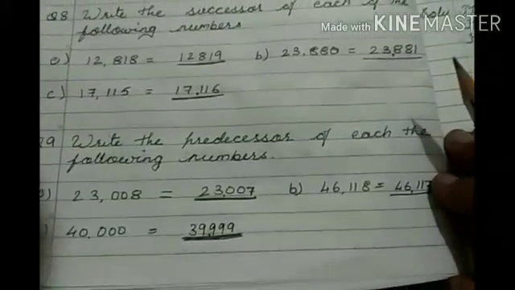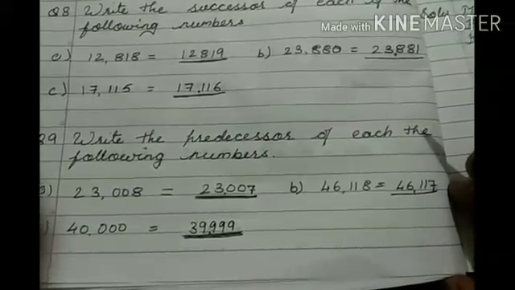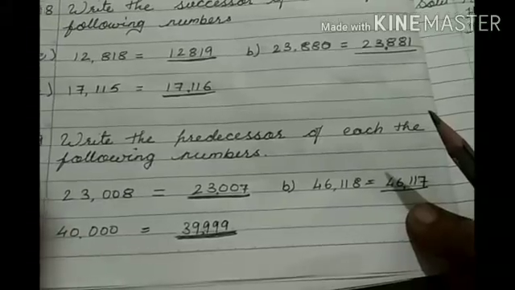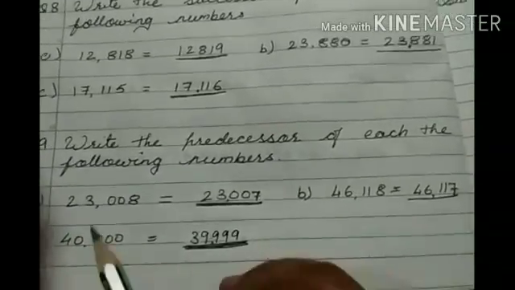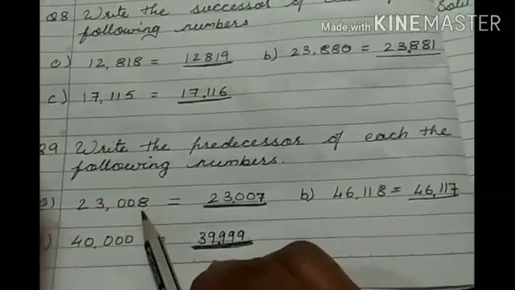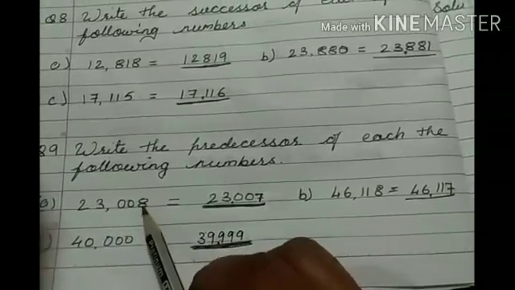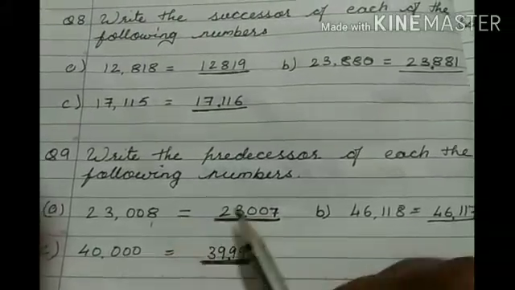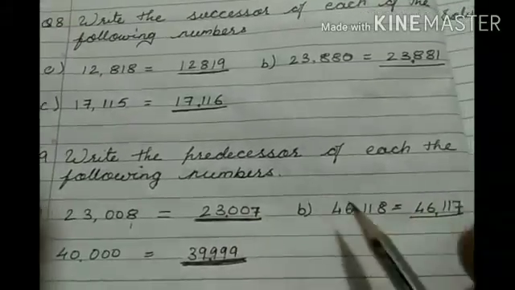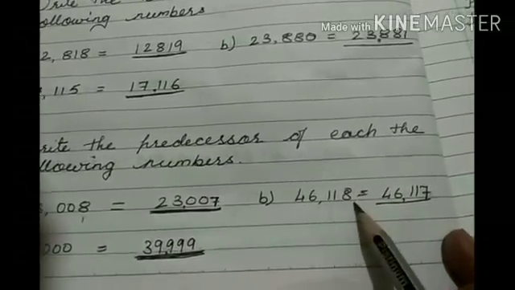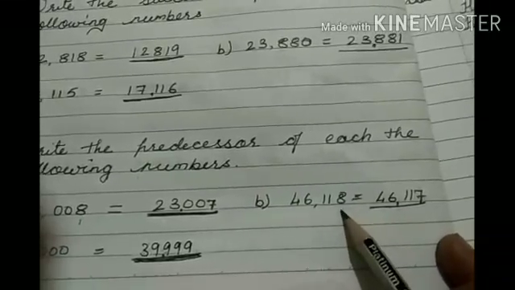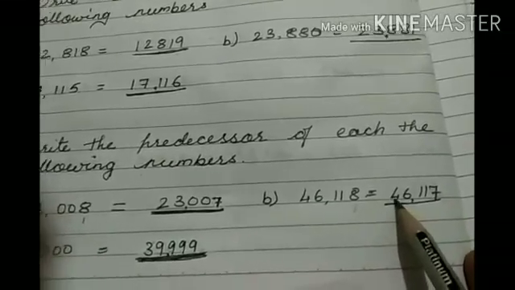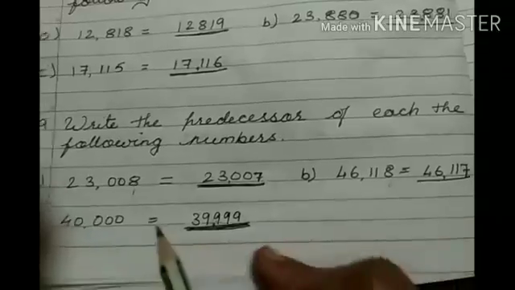Next question is, write the predecessor of each of the following numbers. When we want to find the predecessor, we have to subtract 1, or minus 1, from the given number. The given number is 23,008. When we subtract 1 from this 8, it will become 7 and the other numbers will remain the same because there is no need to take a borrow. So 23,007. Here see 46,118. When you subtract 1 from the 8, again you are getting 7 here. So the number will become 46,117.